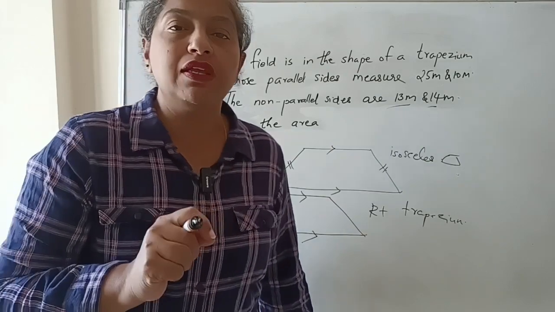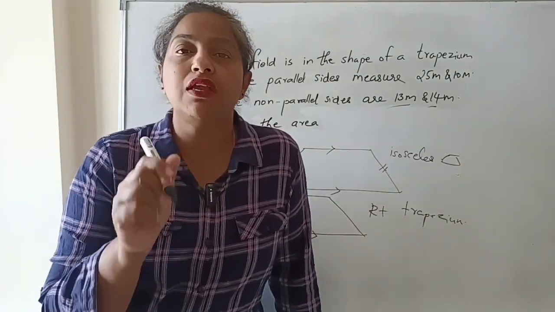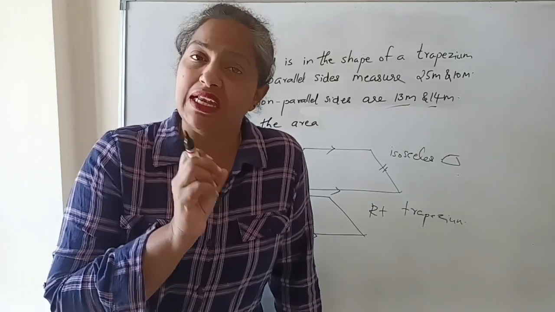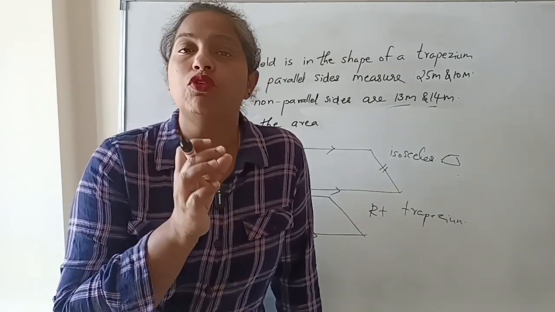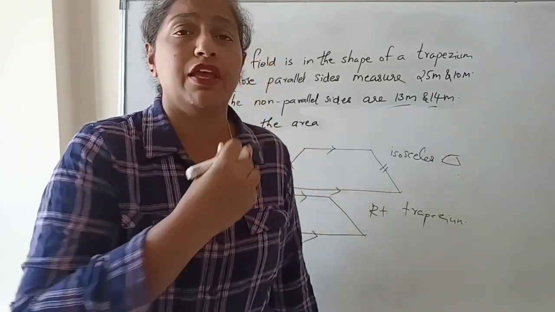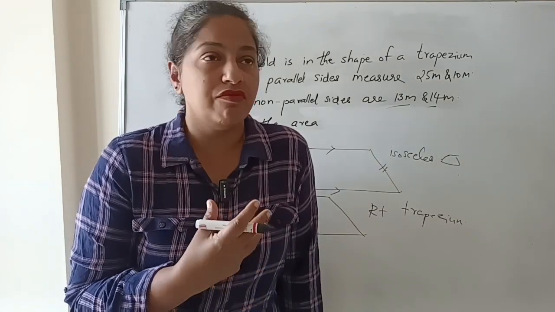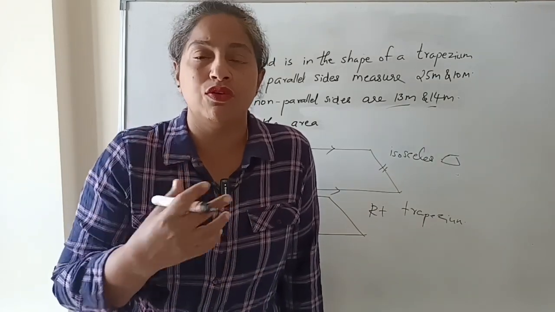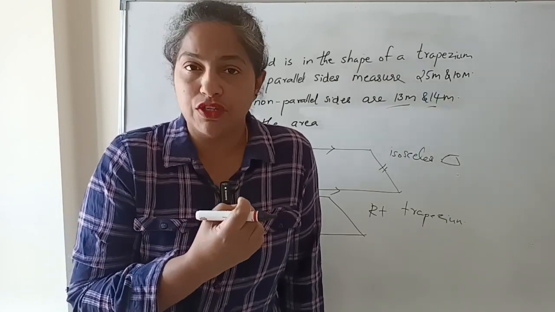Okay. In this particular question, since the non-parallel sides are of length 13 and 14, we are talking about a scalene trapezium. But since I am introducing you to the scalene trapezium and how to find its area, I will also tell you how to find the area of an isosceles trapezium, which is the easiest kind of trapezium wherein you can divide it into proper triangles and rectangles. Okay, so let us see how we are going to do it.